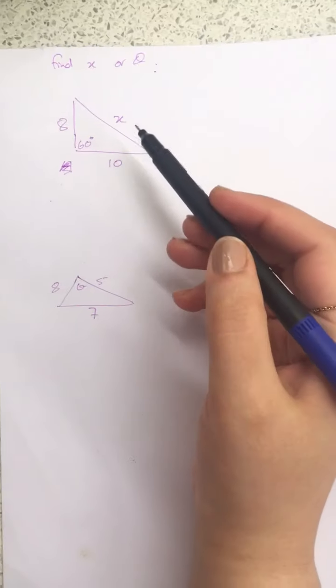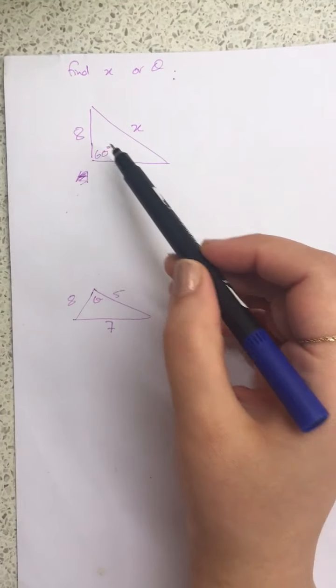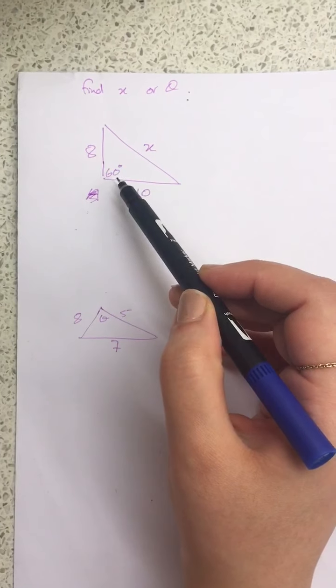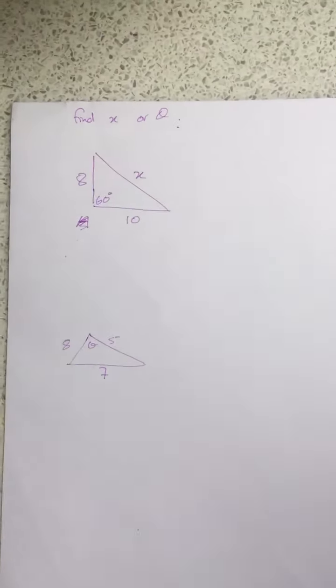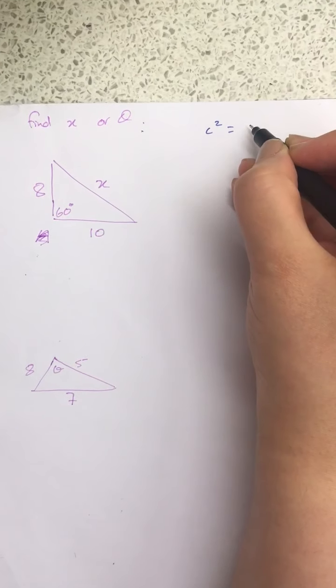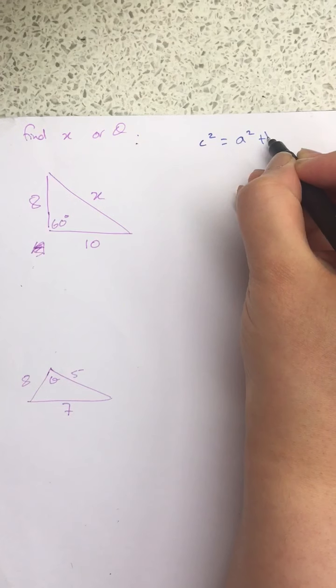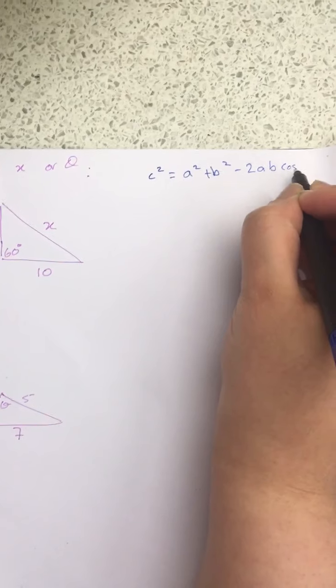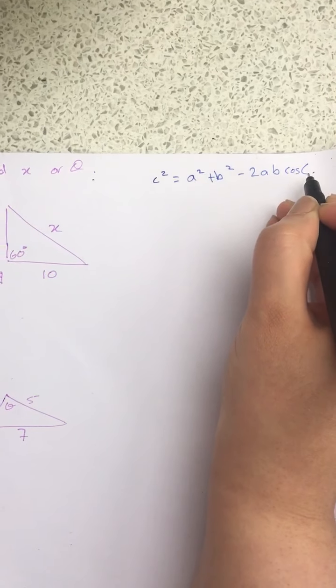Okay, for this question, I've got another triangle. I've got two sides and an angle, and they said find x. Now, when I have two sides and an angle, I'm using the cos rule. And the cos rule is c squared is equal to a squared plus b squared minus 2ab cos C. And we represent angles using capital letters.